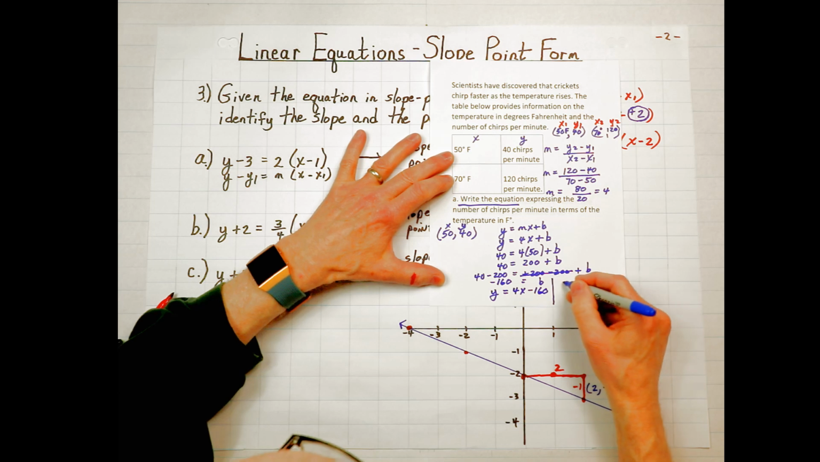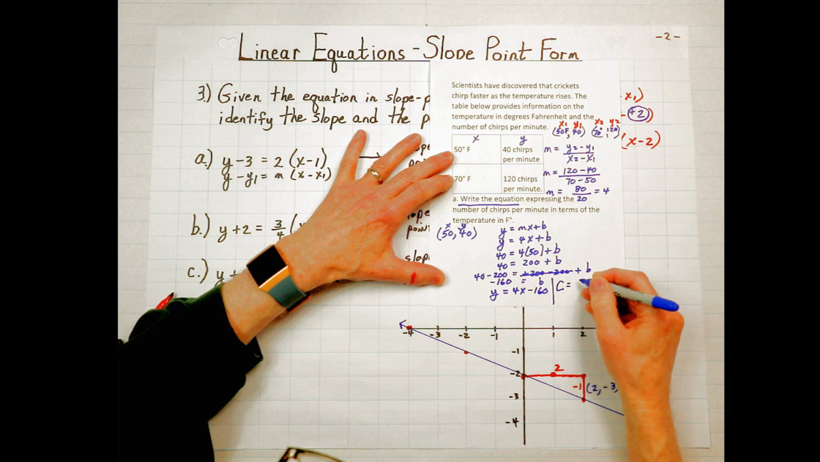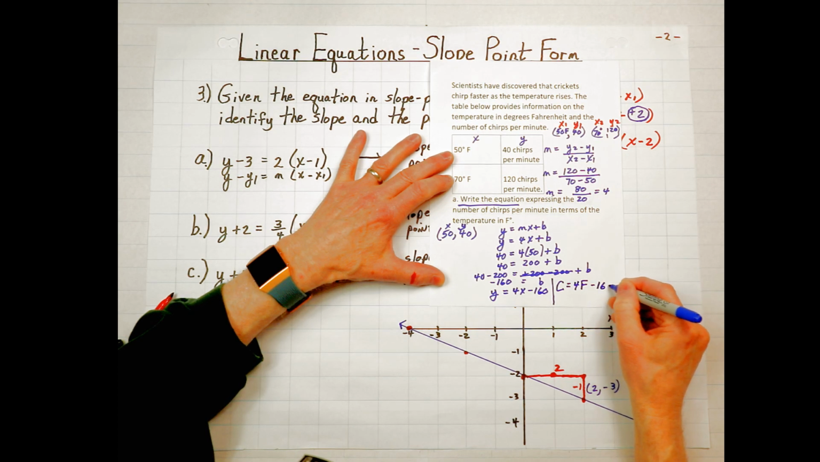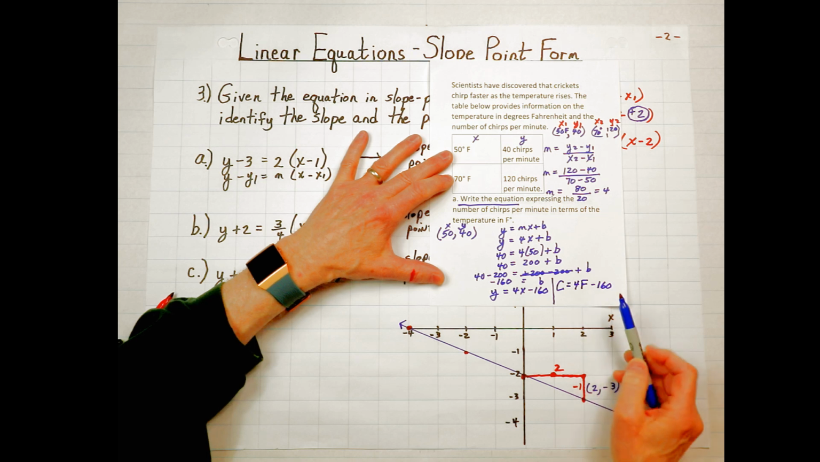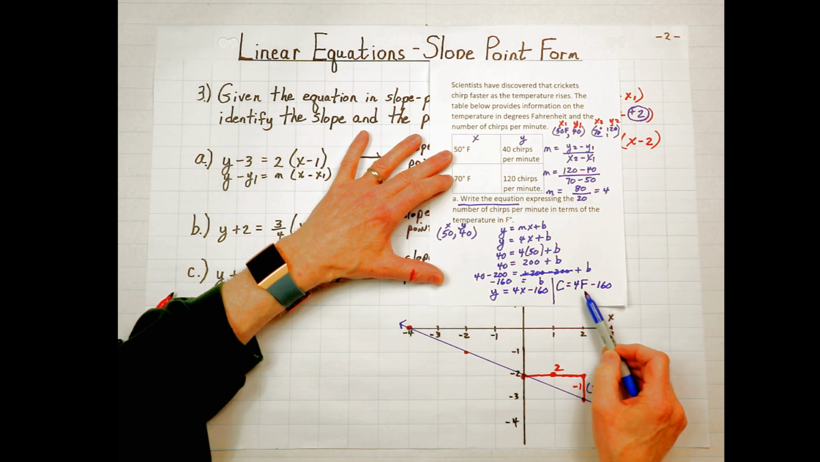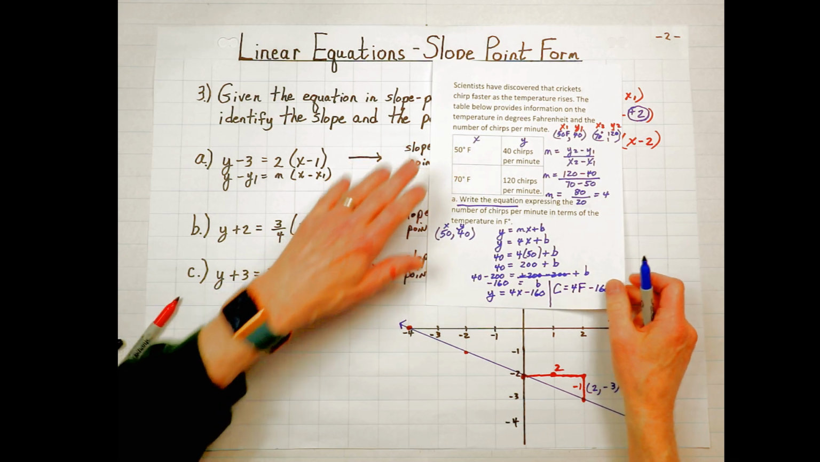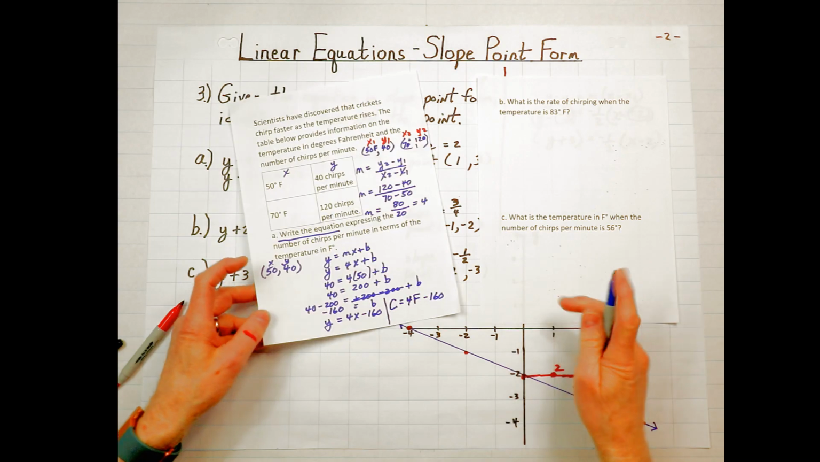So what we could do is say that the chirps, C for chirps, is equal to 4 times the Fahrenheit temperature minus 160. And that just makes it a little bit easier to put the numbers in the right place when you use letters from the question. You don't have to, but sometimes you are asked to use letters from the question and then you have to do that.